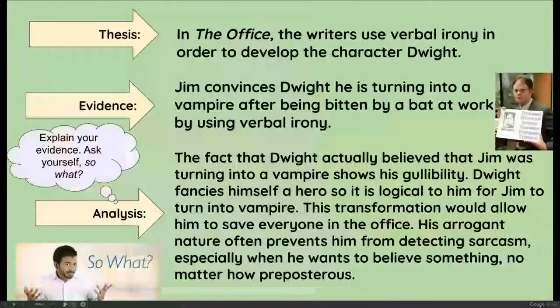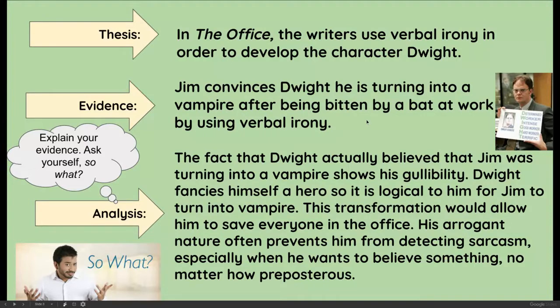So for example, this could be a thesis statement for an essay about style. A literary analysis essay about style. Because as you can see from the thesis, we've got a text, and we've got a style device, and we've got an effect. In The Office, the writers use verbal irony in order to develop the character Dwight. Text, style device, effect, characterization.